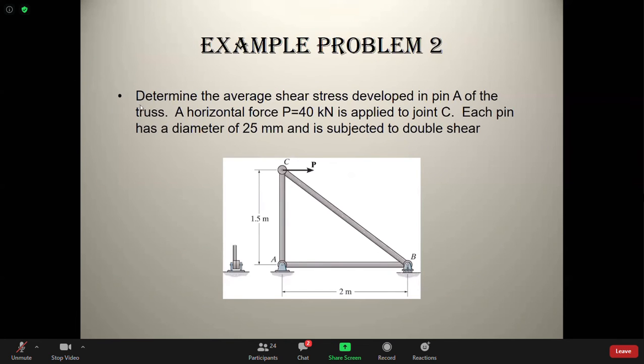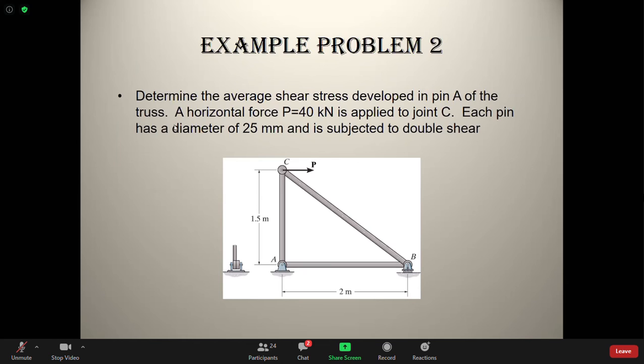Read this problem, please. Determine the average shear stress developed in pin A. This is pin A of the truss. So this is the truss, and there is a pin at A, a pin at B, and a pin at C. The horizontal force P is 40 kilonewtons, applied at joint C. Each pin has a diameter of 25 millimeters and is subjected to double shear. So all the pins are in double shear.